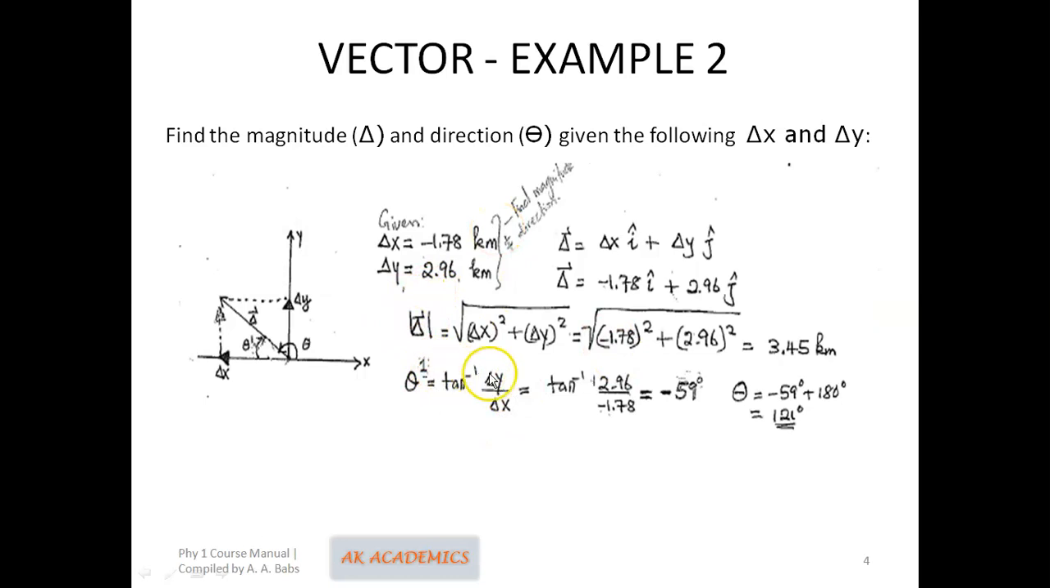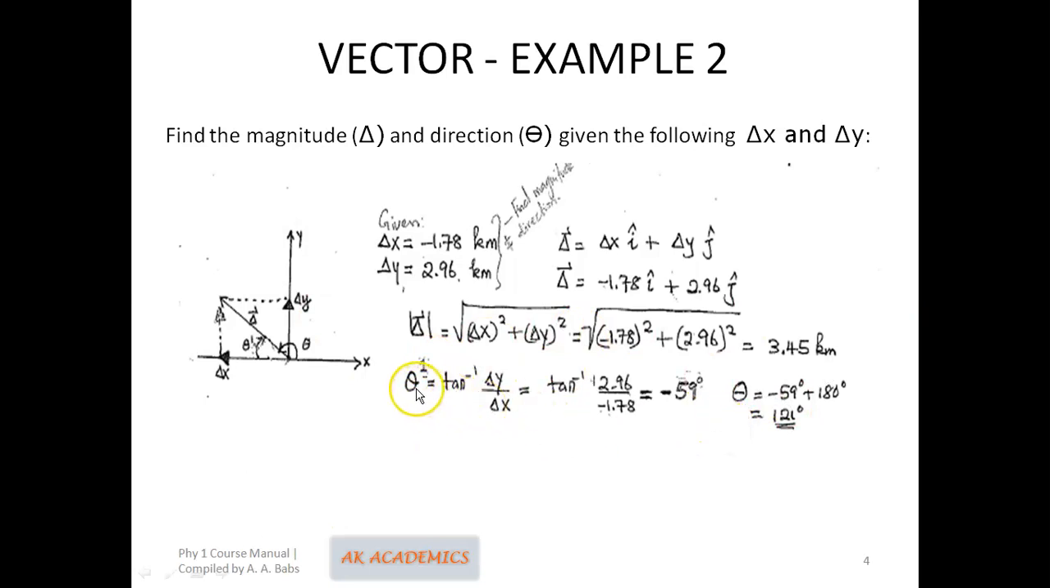Now, the magnitude of this vector will therefore be the horizontal component squared plus the vertical component squared, with everything in a square root. If you do that, at the end of the day, you obtain 3.45 kilometers. Now, we want to find our angle theta. There are 2 thetas here that we are going to obtain.